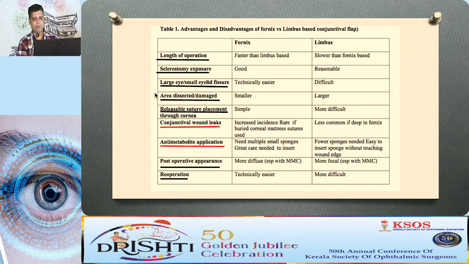which are the advantages of fornix-based flaps over limbal-based flaps. The downside of fornix-based flaps is essentially that you are more likely to encounter conjunctival wound leaks, especially in the context of mitomycin use. But otherwise, you generally find that fornix-based flaps are faster and technically easier, especially in deep set eyes, and also the placement of releasable sutures is a little easier.